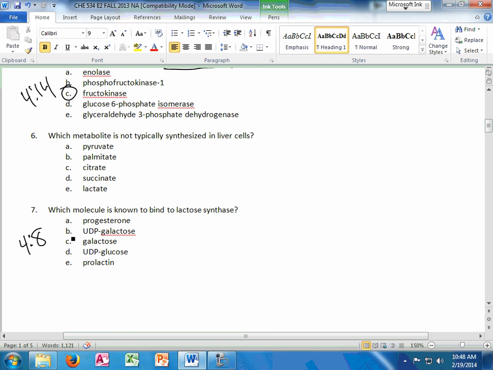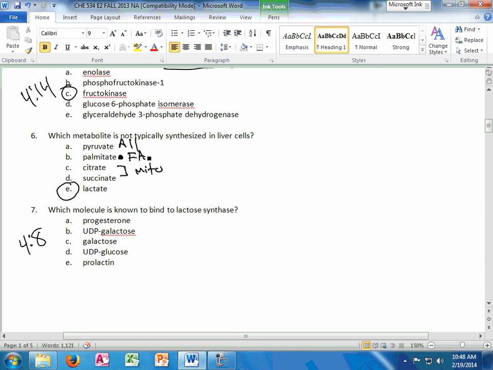Which metabolite is not typically synthesized in liver cells? Liver shouldn't be making any lactate. That should be red blood cells and muscles only. All cells are going to do anything from glycolysis and anything with the mitochondria from the PDH through the Krebs cycle. Palmitate, don't let that throw you off. It's a fatty acid. It's the one he uses all the time to represent fatty acids. It's produced by the liver. So make sure to make note of that.